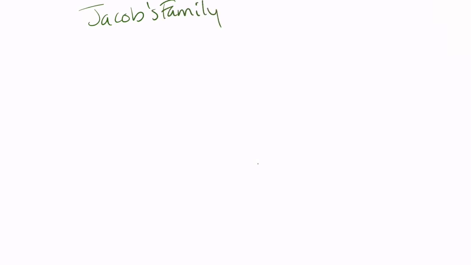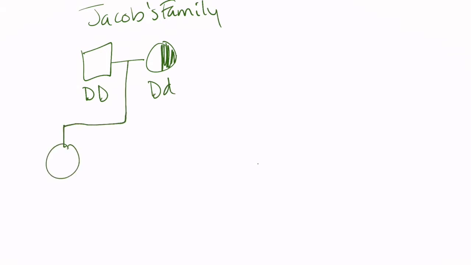So let's start with Jacob's family. And we're going to write out the first generation, his dad and his mom. His dad expresses duplication. His mom is a carrier for animation. Okay, so Jacob has one sister who is homozygous dominant for expressing duplication. And here's Jacob. And we know that Jacob expresses duplication, but we do not know his genotype because it wasn't included in the family history.